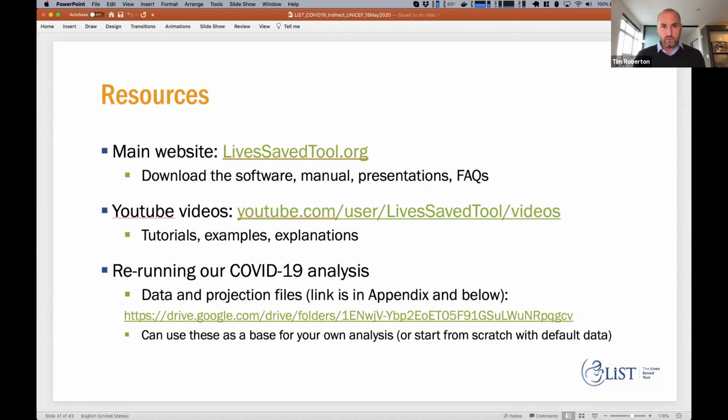If you want to move forward yourself, we encourage you to go to our website, livesavedtool.org, and there you can see all of the resources we have in one place. It's a great website. For those of you who haven't used LiST before, we would say there is some barrier to entry, but not much.